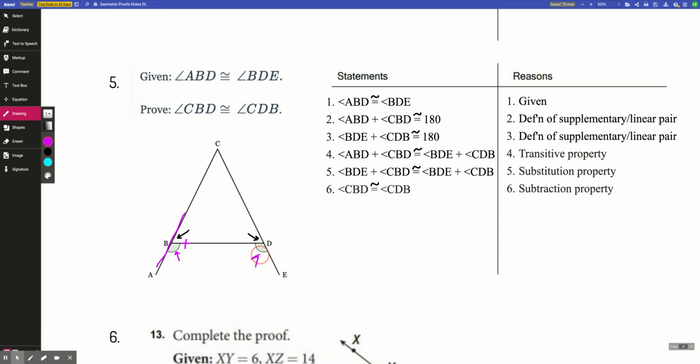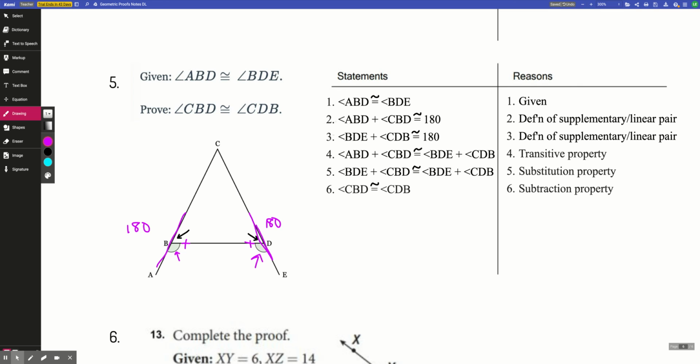I can say angle BDE, which is this one, plus this angle CDB has to add up to 180, right? Because they come together and they make this straight line, right? So those have to be 180, right? So I've used the same reason for both of those.